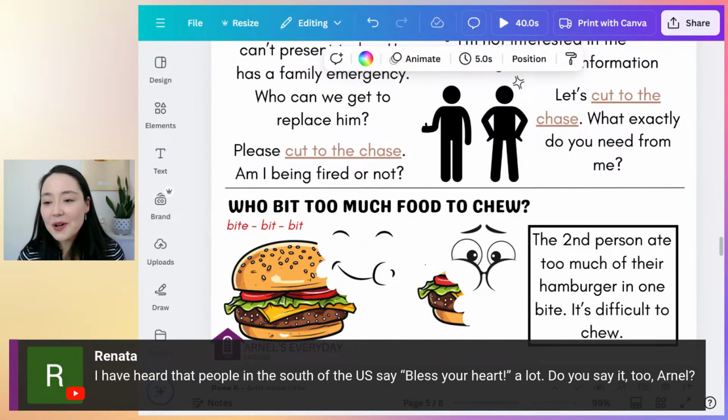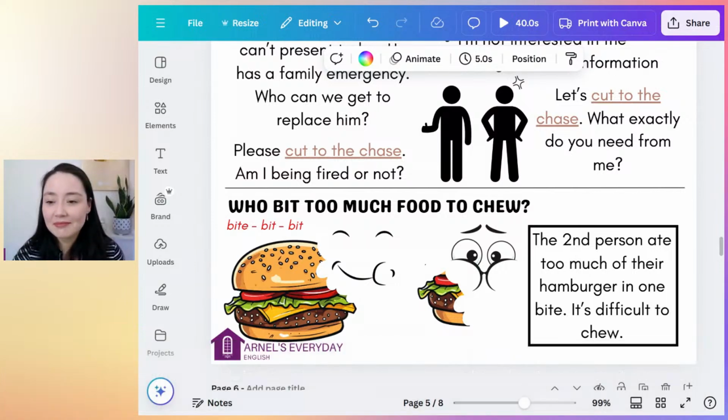Renata, I have heard that people in the south of the USA bless your heart a lot. Do you say it too, Arnel? I personally do not say that. When you want to show sympathy, you can say, "Oh, bless you, bless your heart." It just depends on the person. I personally don't say bless your heart. Okay.